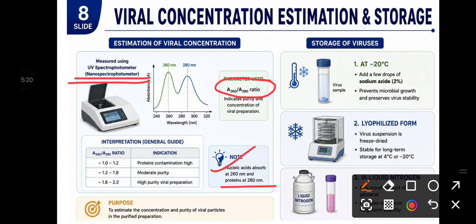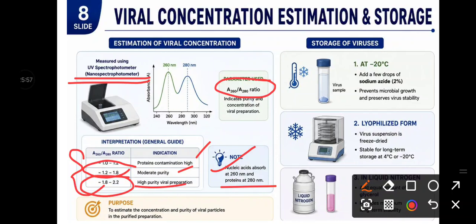This is very important, the 260 by 280 ratio. This ratio indicates the contamination as well as purity. If it ranges from 1 to 1.2, it indicates the protein contamination is high. If it is 1.2 to 1.8, we can say virus is moderately pure. If it is about 1.8 to 2.2, the virus is highly pure. So it is for the estimation of virus concentration as well as the virus purity.